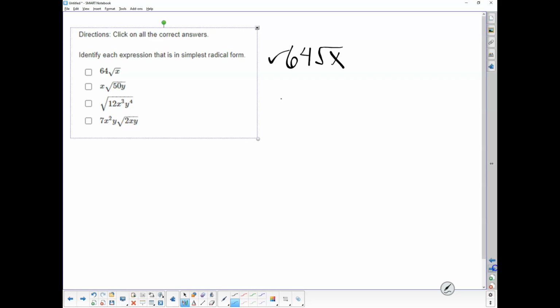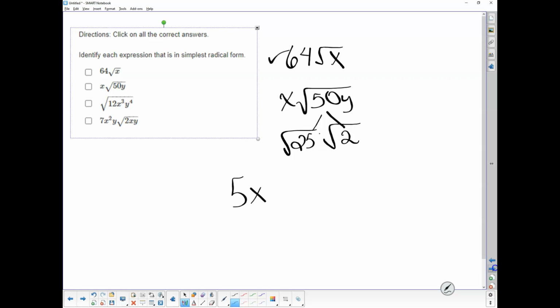Now, if I have x square root of 50y, well, the y is in simplest form. You can't take that outside of the square root. But 50, I know, is the same thing as 25 times 2, the square root of each of those. But then let's take it all down. So it's x times square root of 25, which is 5. I'm going to put it on the left of the x. And then I can leave everything else in my square root. So that 2 has to stay inside the square root, as does the y. Okay, so no, that one is not simplified.